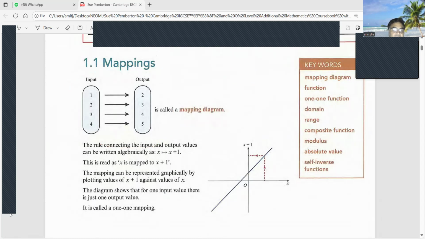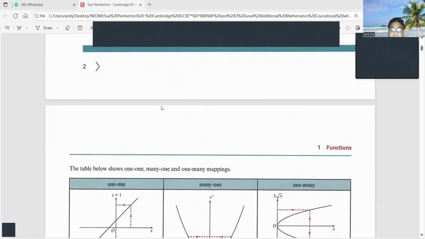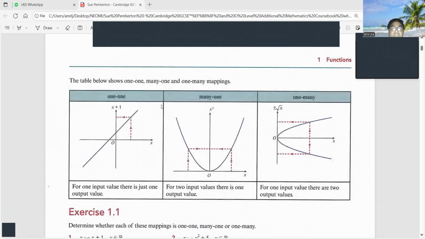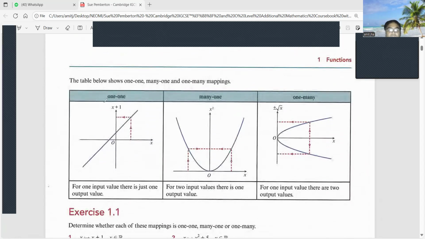Okay. Now I'm coming to the types of function I mentioned: one-one function, many-one function, and one-many function. Now you see, here is the important part. One-one function, I told you how we can get. But in the case of a many-one function, we have a quadratic function. Normally we write a function in the form of f of x.